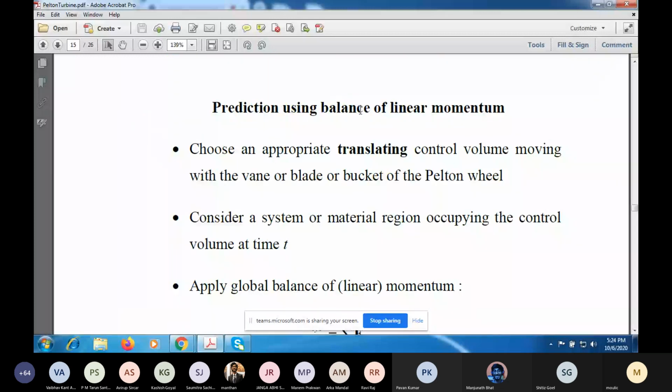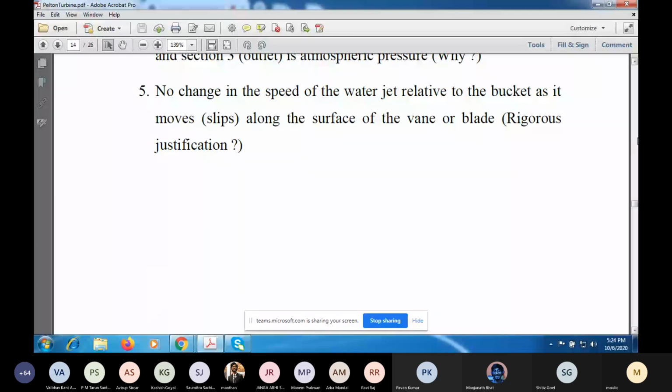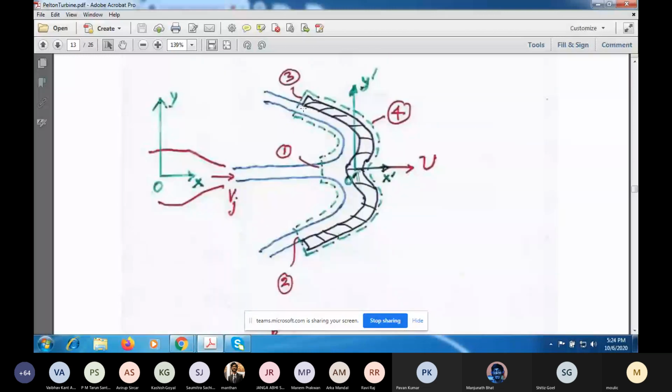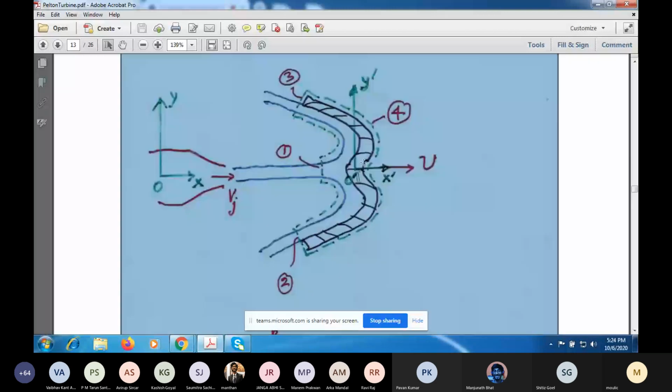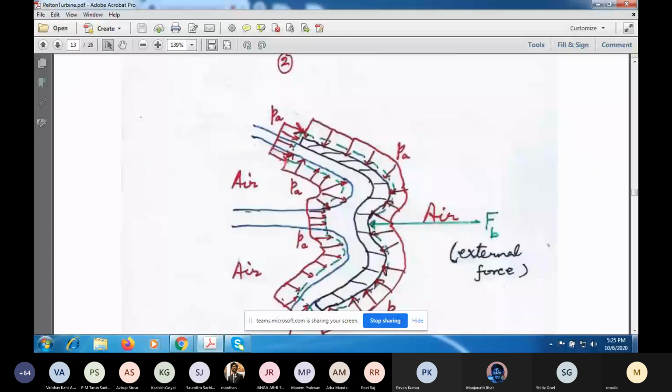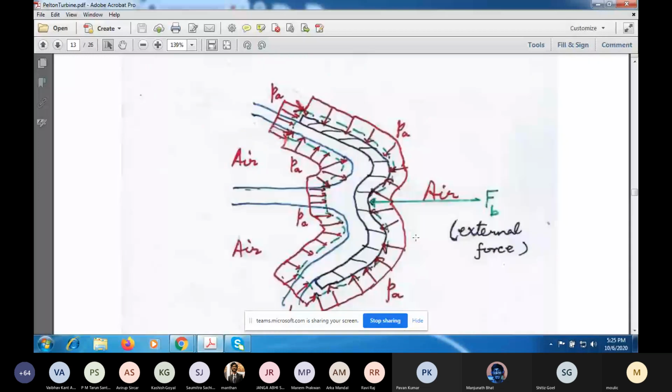So for the prediction that we are making now, we have to choose first of all an appropriate translating control volume, and we'll discuss 2 possible choices. Today I have taken the simplest possible, one that cuts across the solid surface. So this control volume includes not only the fluid, which is water, it also includes the solid. The advantage of using this control volume is that the net force due to pressure, as you can see here, is 0, which is obvious at a glance.